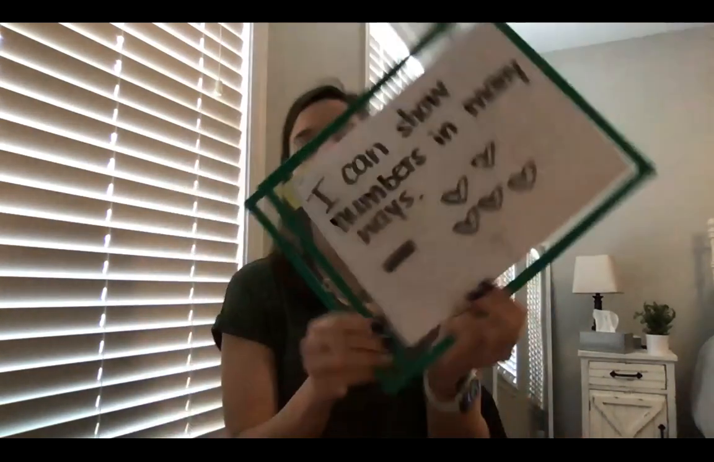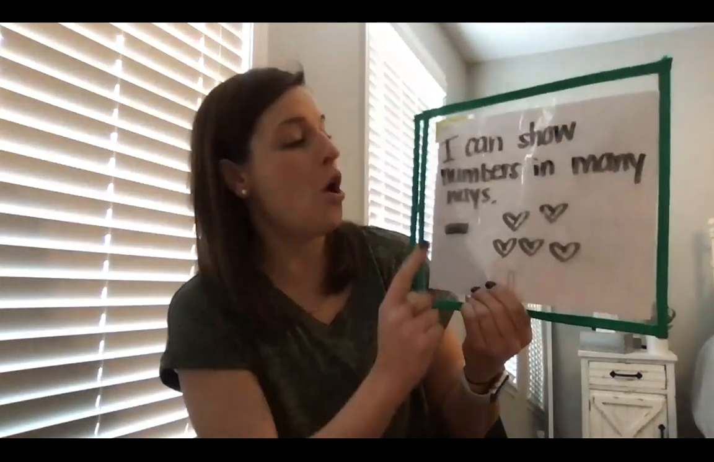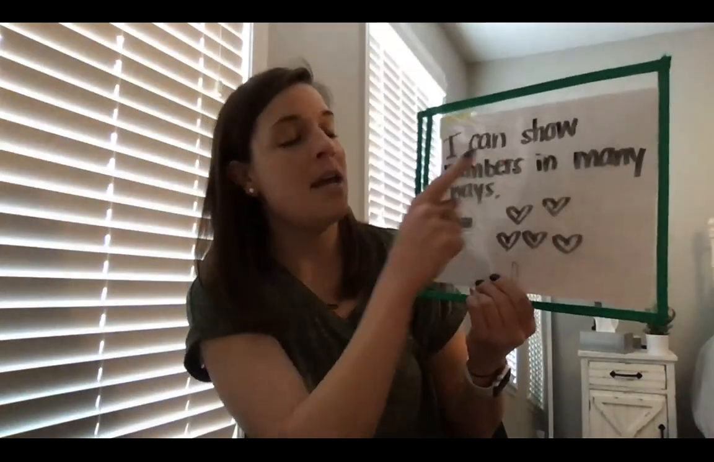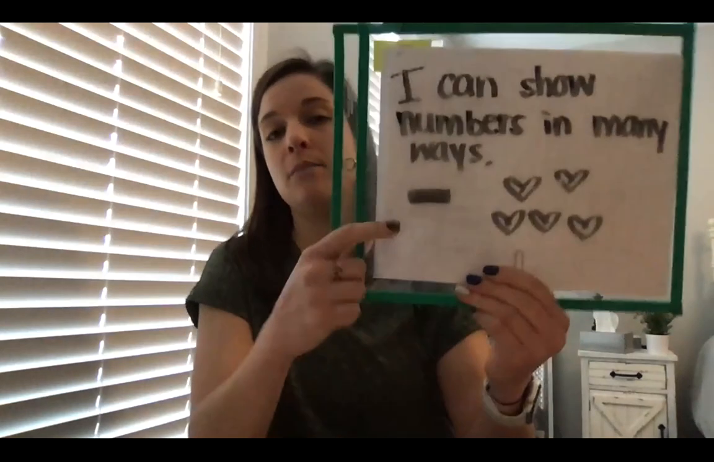So when we subtract, we start with a whole group, take some of the things away, and then we make our numbers smaller. But if we start with the whole group and we take 0 things away, again, our number stays the same. So subtracting is starting with the whole group, taking some things away to make our number smaller, okay? So our learning target today says, I can show numbers in many ways by subtracting.